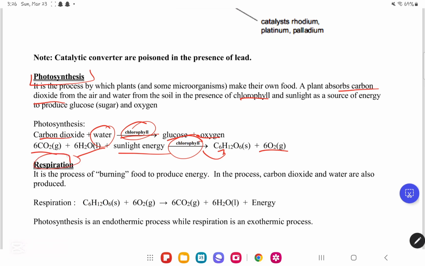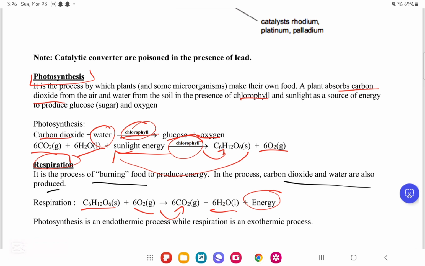Now, respiration is the complete opposite of photosynthesis. So as you can see, the reactions will flip. So look, the C6H12O6 solid is here, and 6 CO2 is here. It will become 6 CO2 gas plus 6 H2O liquid plus energy. Again, respiration is the process of burning food to produce energy. In the process, carbon dioxide and water are produced. So in photosynthesis, carbon dioxide plus water in the presence of sunlight and chlorophyll will produce glucose and oxygen, whereas in respiration, glucose plus oxygen will produce carbon dioxide and water and energy.